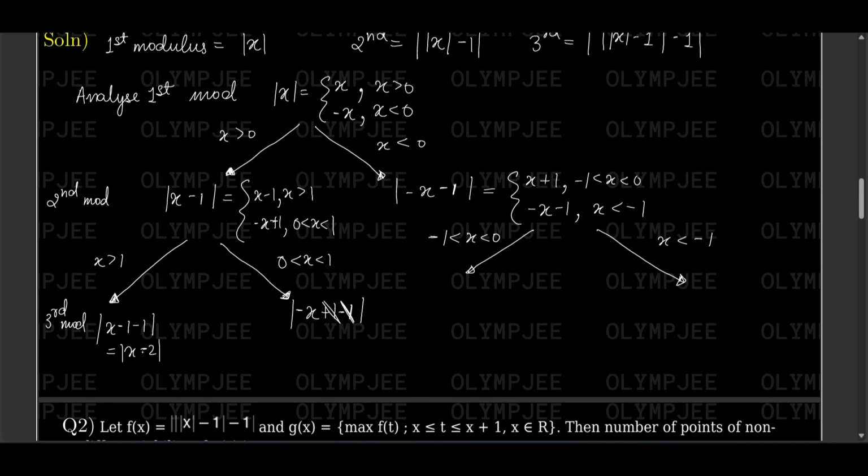So let us analyze this. This will be positive. The inside thing will be positive when x is greater than 2. So it will be x minus 2 when x is greater than 2, and minus x plus 2 when x is between 1 and 2.